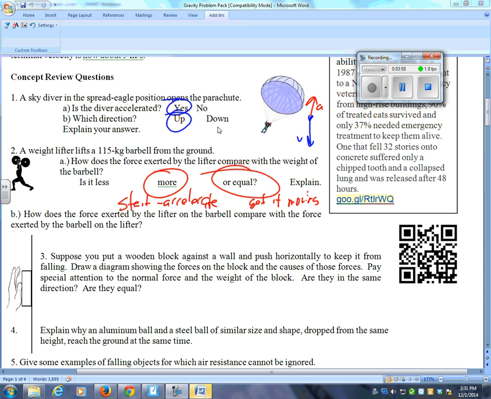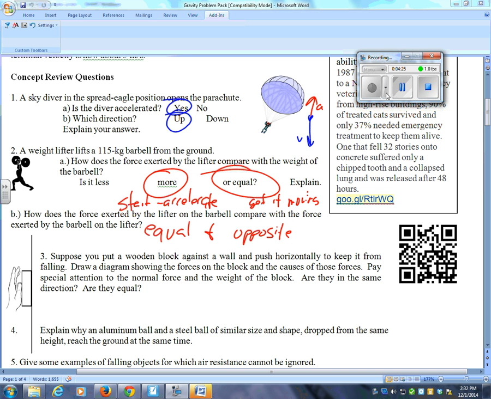How does the force exerted by the lifter on the barbell compare with the force exerted by the barbell on the lifter? What did Newton's third law say? Equal and opposite. Get it moving, and once you get it moving, it's equal. I'll pause there while you're getting some of that down.